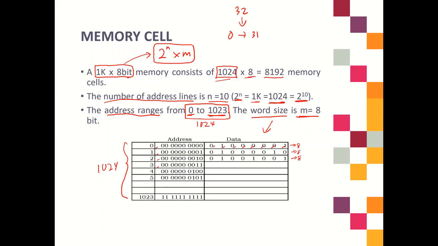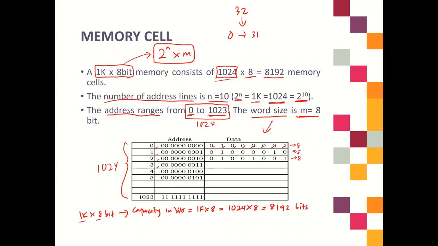So for this example, 1K times 8 bit, the capacity in bits is equal to 1K times 8, or 1024 times 8, which is equal to 8192 bits. So this is how you determine the capacity in bits. You just multiply both values, 1K times 8.